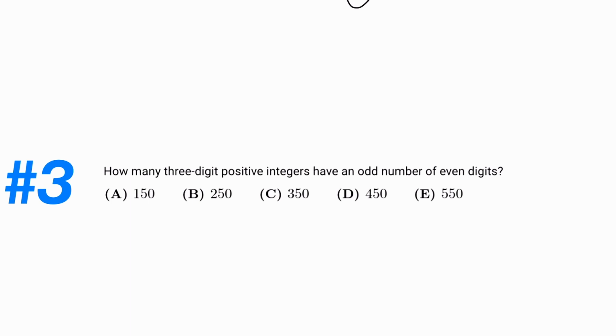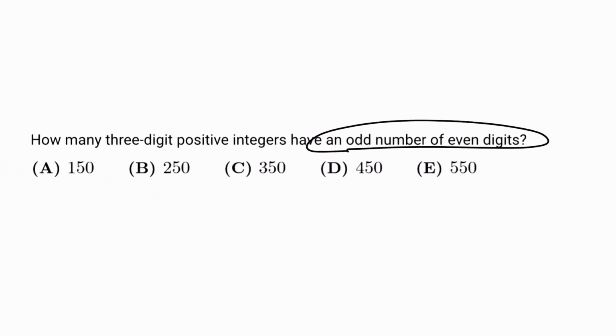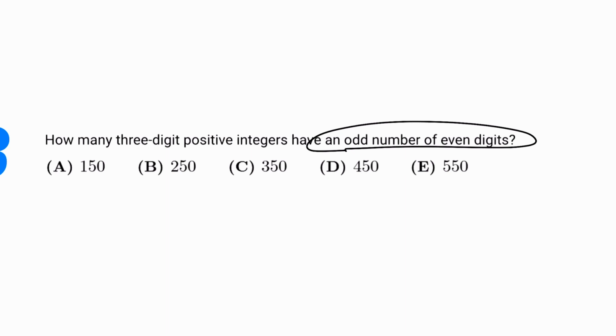Number 3 says, how many 3-digit positive integers have an odd number of even digits? Kind of confusing, but we want to find 3-digit positive integers such that there are 1 even digit or 3 even digits. If we have 3 even digits, then all we can have is 0, 2, 4, 6, 8. The first digit cannot be 0, so that's 4 possibilities, times 5 for the second digit, times 5 for the third. That is for the case of 3 evens.